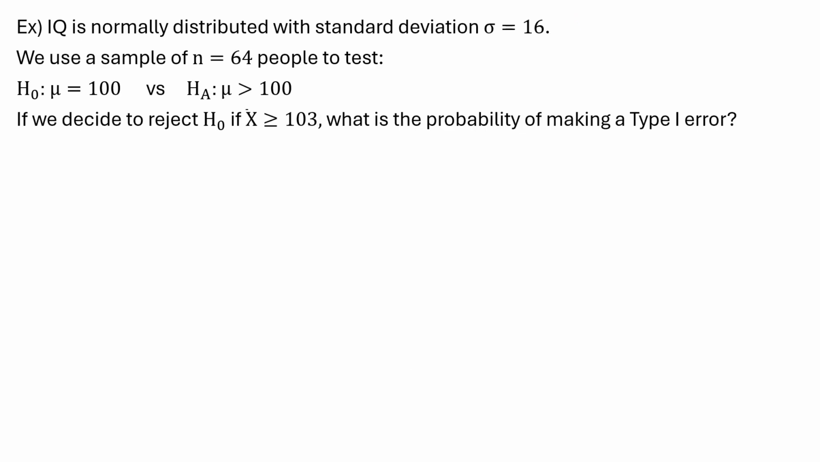I have an example for you to start us off. So the IQ is normally distributed with standard deviation 16. We use a sample of 64 people to test if the population mean that the sample generalizes to is 100 or higher than 100. If we decide to reject the null hypothesis if the sample mean x bar is larger than or equal to 103, what is the probability of making a type 1 error?